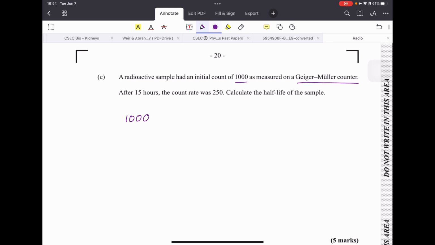Now, after 15 hours, the sample starts to throw off less and less, it gets slower, right? The count rate was 250. So it went from 1000 to 250 in 15 hours. But you might be saying, well, half-life, but 250 is not a half of 1000. So how does that really work? Well, how do we get from 1000 to 250 by taking halves?